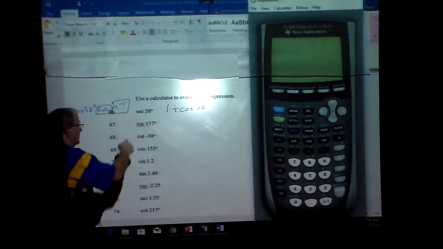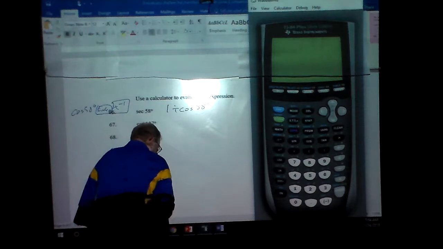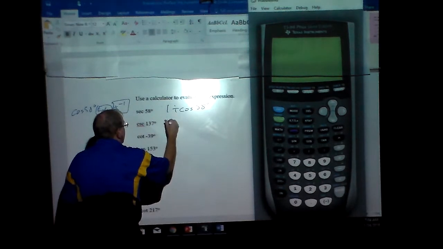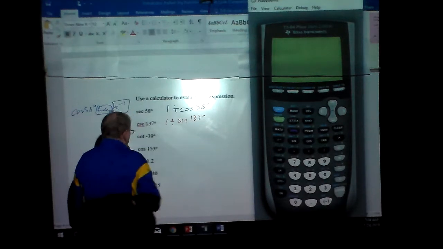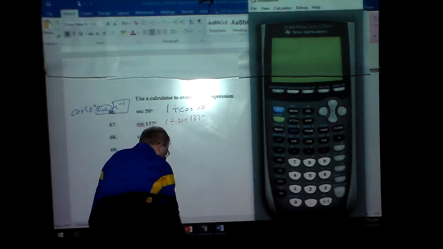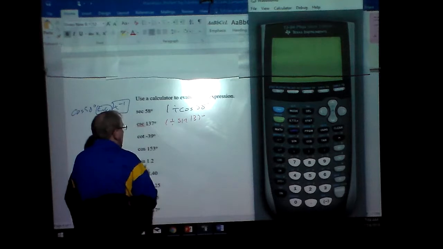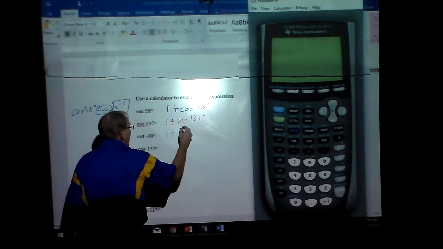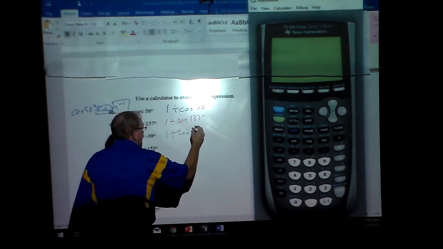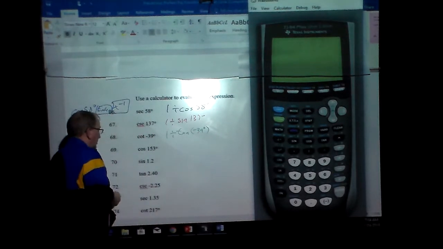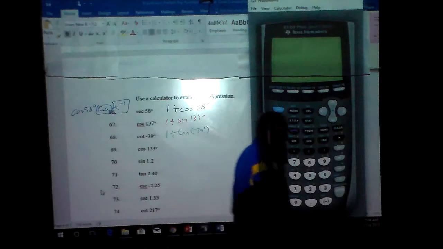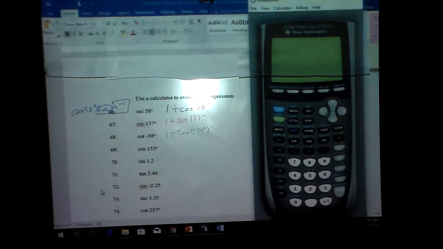Just that's me personally. Cosecant will be 1 divided by sine of 137 here, and then cotangent will be 1 divided by tangent, in this particular case, of -39 degrees. And we'll go show these all here on the calculator to show you how to do that. I wanted to write that up there so that you could see those beforehand, and we'll demonstrate it.